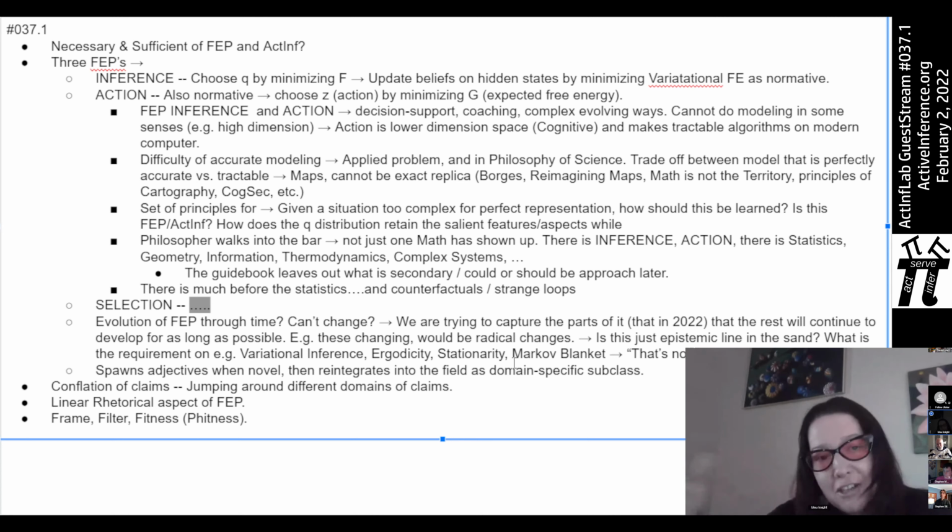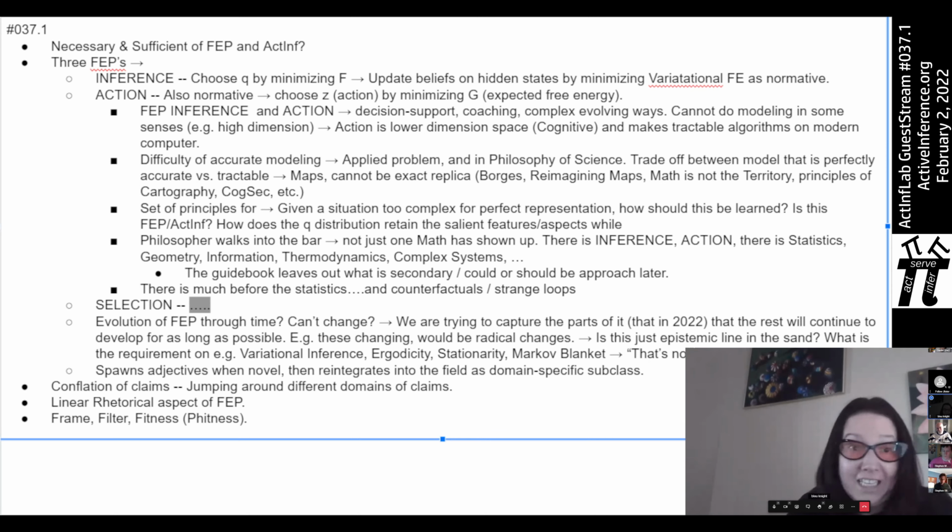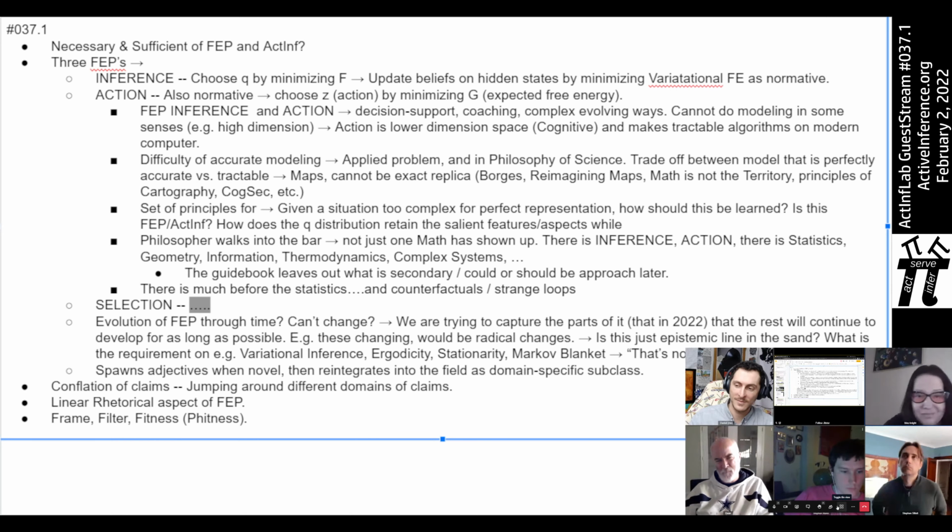So, as the theory evolves, what is the irreducible component of the FVP? Does such a thing exist? Or is it just turtles the whole way down?